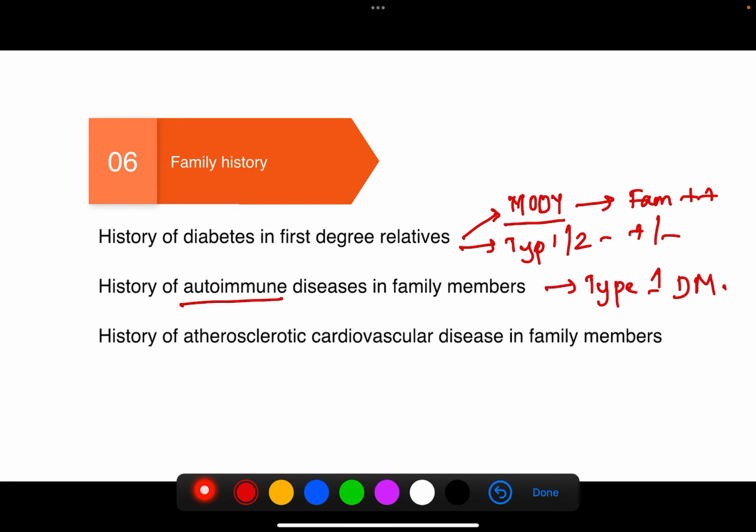Then history of atherosclerotic cardiovascular disease in the family members. This will give you a count on how strictly you should manage the patient's glucose levels. If there is a history of heart disease in the family, it means that the patient is also prone to have heart disease. And because diabetes is atherogenic, you need to ensure that the diabetes comes under control. This is about the family history.